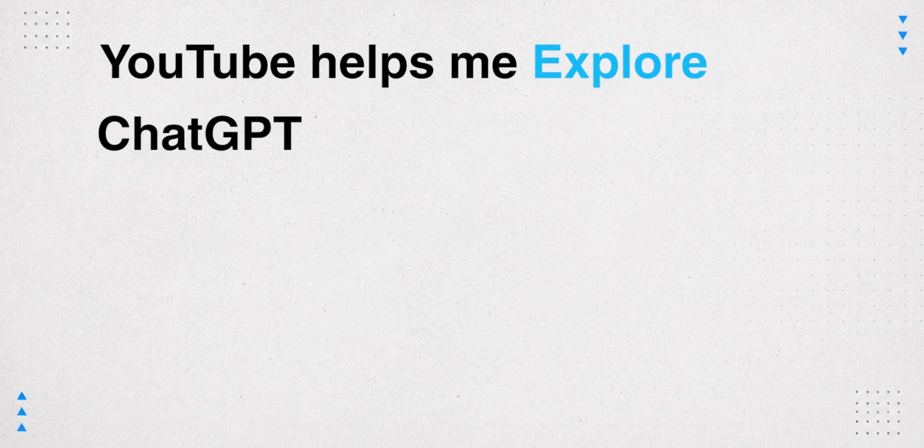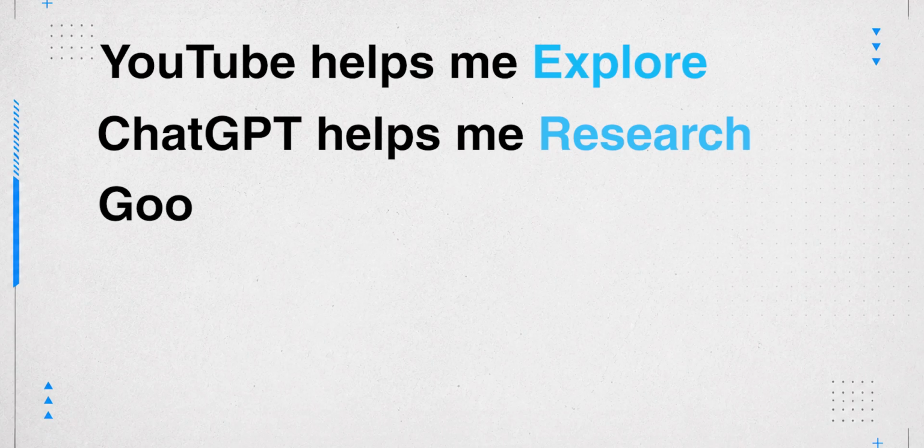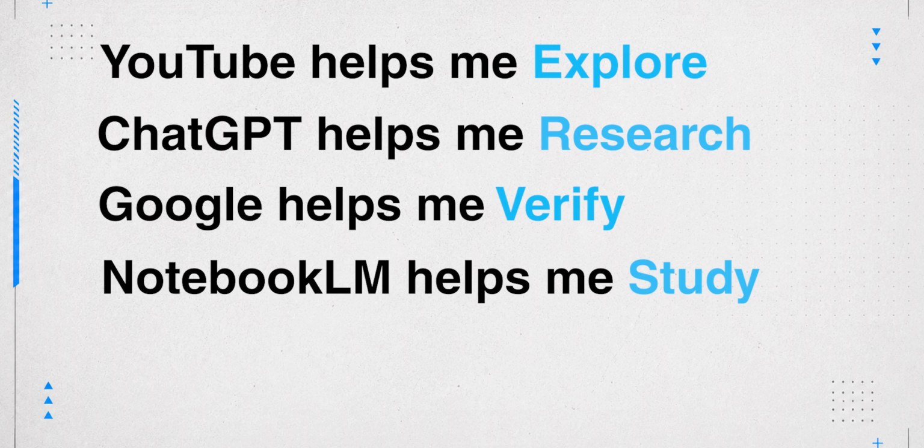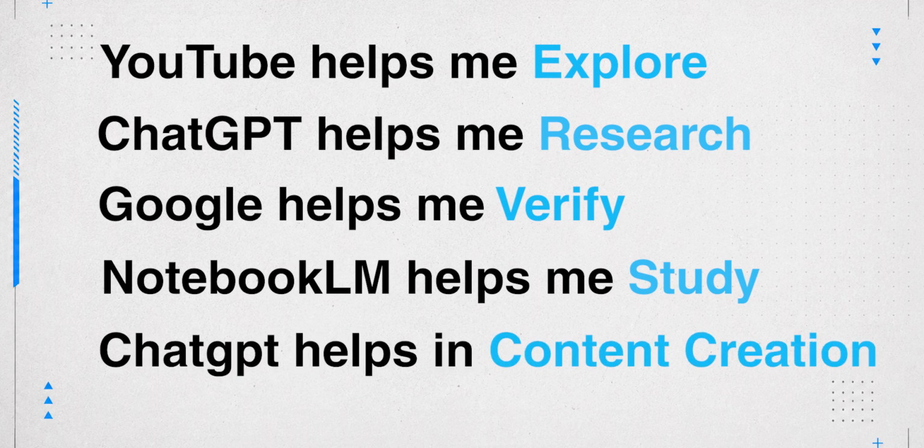Okay, now let's land the plane. Final takeaway. So this is my current AI learning system, the whole sauce. YouTube helps me explore. ChatGPT helps me research and think. Google helps me to verify stuff. NotebookLM helps me to study from my sources. And again, ChatGPT helps me to create content with all those learnings. And I want to add this detail as well. When I'm creating content on the topic, I feel like I'm learning the whole topic in a different way with a different angle. And I feel like I go deeper into the topic when I'm creating content on it.